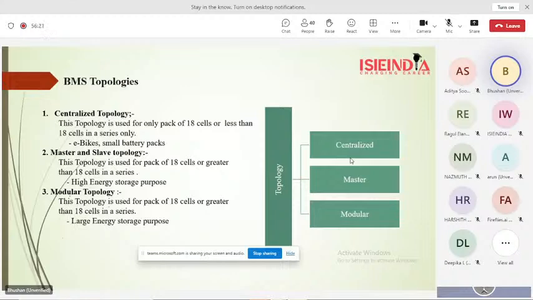So this is the block diagram, and the structure will be centralized. When it comes to the master-slave topology, it is not limited to 18 cells. We can connect hundreds and thousands of cells, even greater than 7,000 cells, in the master-slave in series. But we have to divide them: 18 cells in one module, 18 cells in a second module, and 18 cells in a third module, up to 7,000 cells.